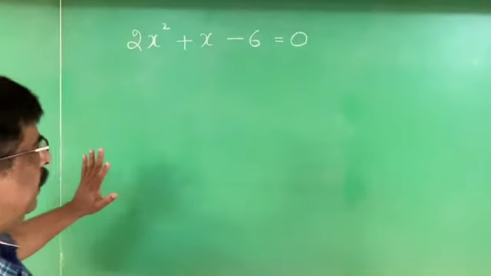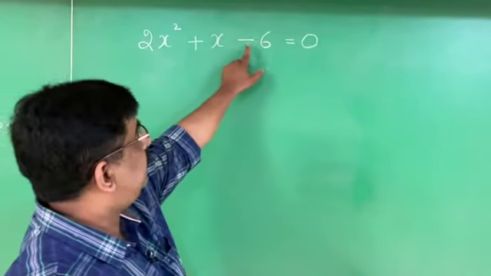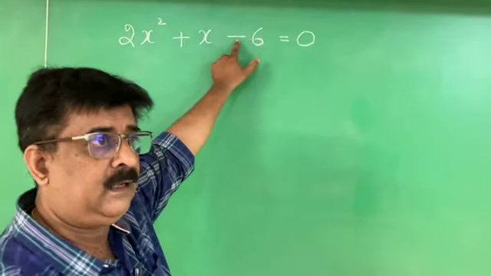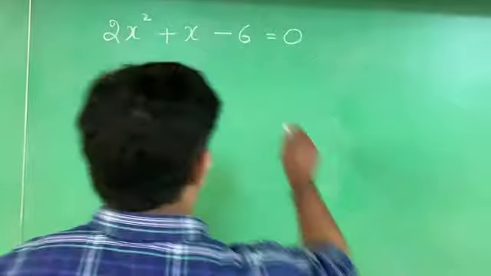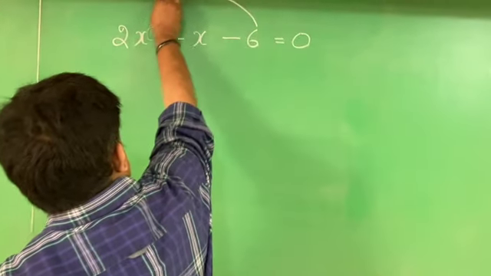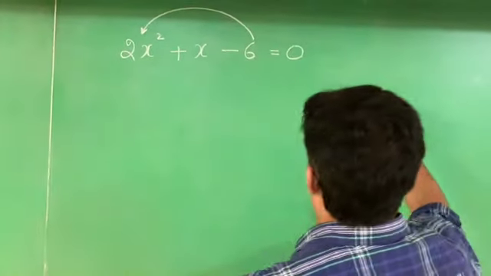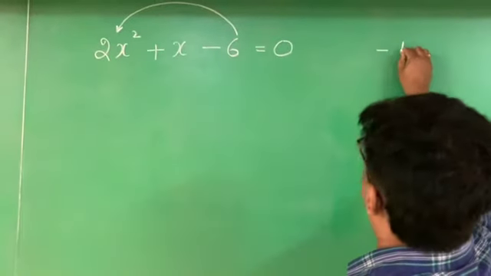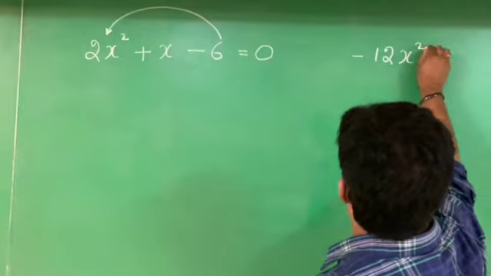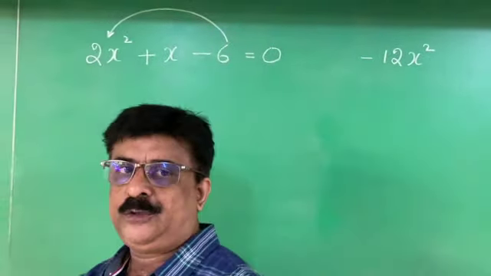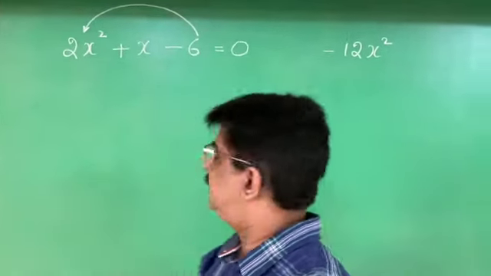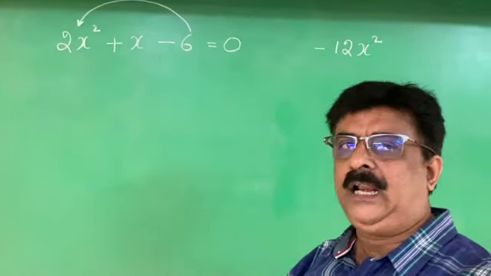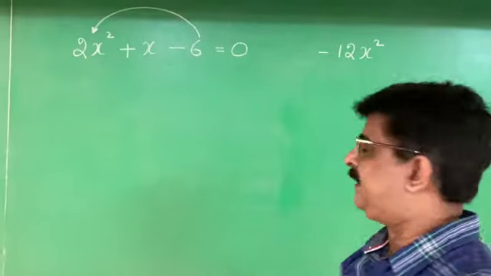Standard form is there. Then I told you, see this sign, minus. Therefore, factors should be subtracted. Now what I do is, I multiply this. It becomes minus 6 2s are 12, 12x square. 6 into 2 is 12. Sign is minus. Minus 12x square. 12 is a very small number. Therefore, I can list out all the factors of 12.